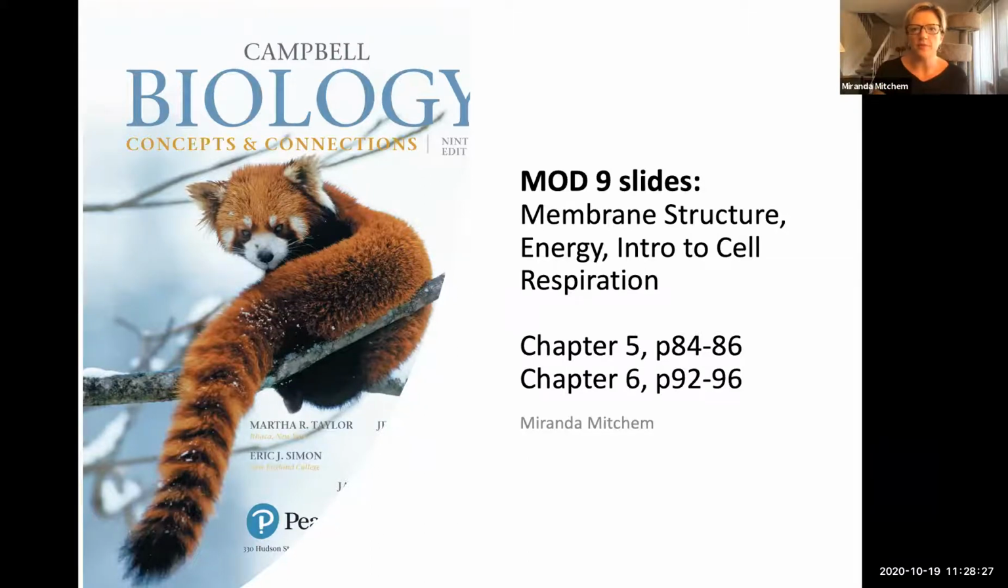The topic for Module 9 is a continuation on the membrane structure and function pertaining really to energy. And we will also have a brief introduction to cellular respiration. So some of the material is repeated or similar to what we covered in Mod 8. So there's some new information in here, but there is some overlap. And that's by design. These are important topics, and cellular respiration is a big metabolic pathway. So I want to make sure that you have the appropriate background information before we move into that.